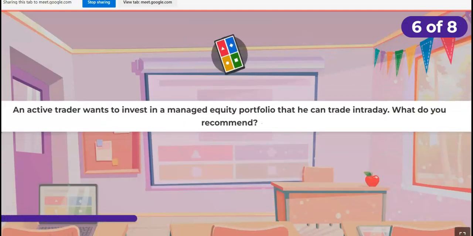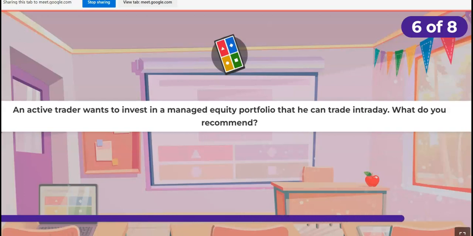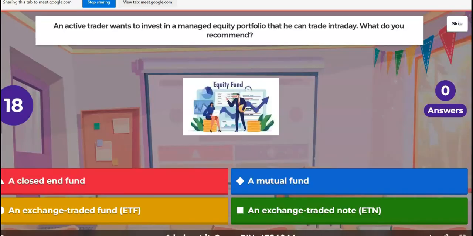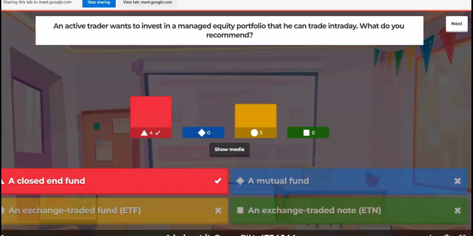An active trader wants to invest in a managed equity portfolio that can trade intraday. What do you recommend? A, a closed-end fund. B, a mutual fund. C, an exchange-traded fund. Or D, an exchange-traded note. A managed equity portfolio that can trade intraday.